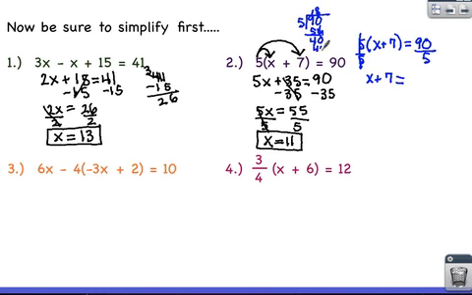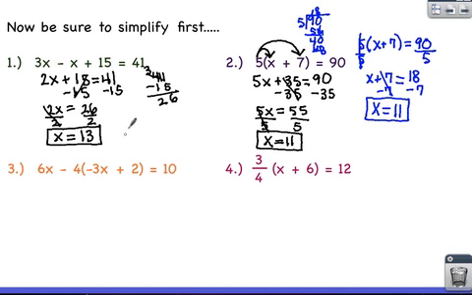Which gives us 18. And then subtract 7 from both sides, which gives x equals 11. The same answer we got after distributing. So you have a choice to either distribute the 5 and then go from there, or divide both sides by 5 and go from there.